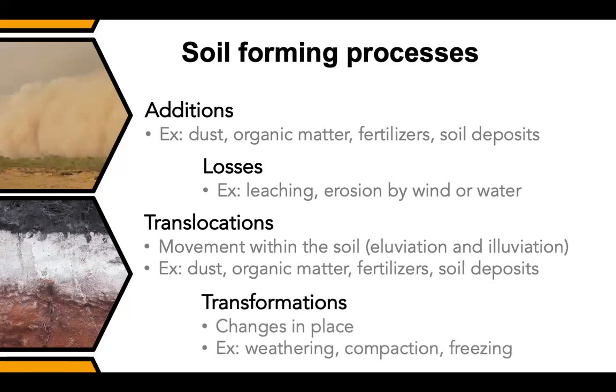Then we also have transformations, which refer to changes in place. That's when something like weathering, right? We talked about mineral weathering as one example, where it's not leaving or anything like that. It's just changing the way that it looks in that spot. Similarly, something like compaction would be changing the way that the soil looks in that compacted area, or freezing would be another example.